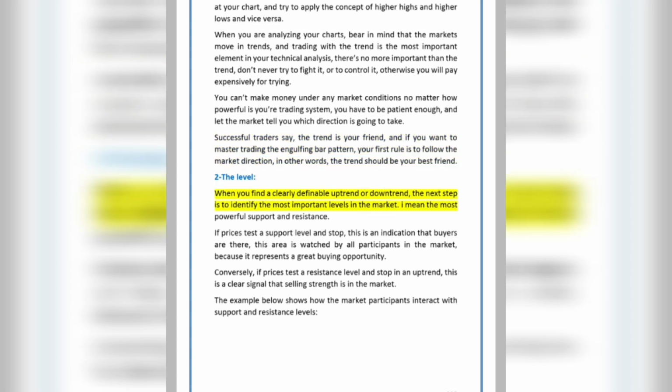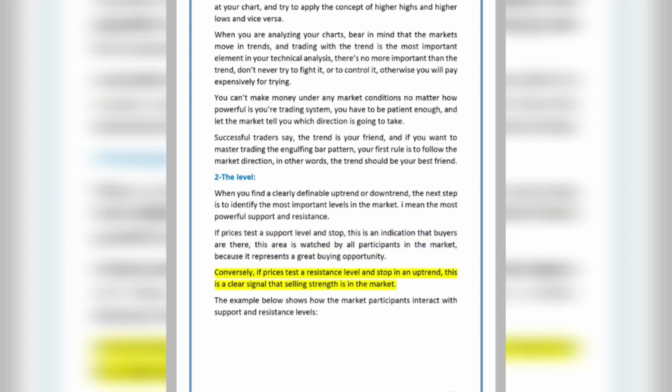2. The level. When you find a clearly definable uptrend or downtrend, the next step is to identify the most important levels in the market. I mean the most powerful support and resistance. If prices test a support level and stop, this is an indication that buyers are there. This area is watched by all participants in the market because it represents a great buying opportunity.